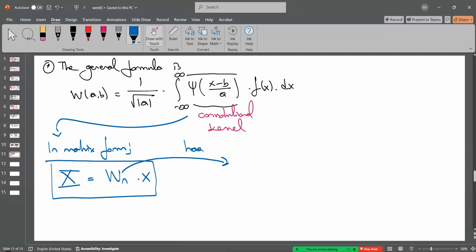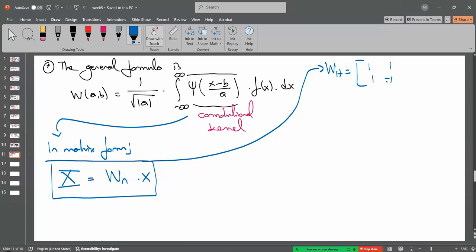For example, the Haar filter. In the Haar filter, Wh, which is defined with 1 and 1, 1 and minus 1. These are regional patterns. But how can we analyze these features? We need to show this filter in an example. This is the Haar filter: 1, 1, 1, minus 1.